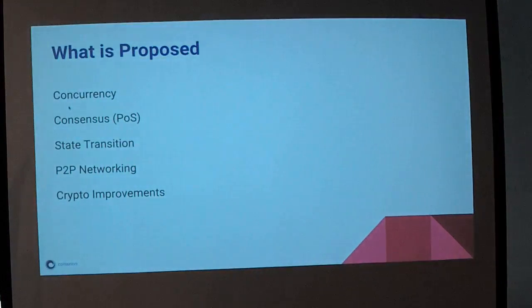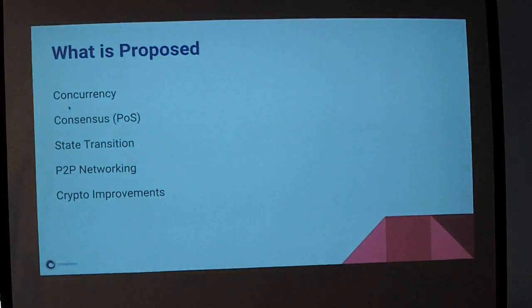So what's proposed? The elements we want to talk about are really in these main areas. We want to improve concurrency or speed, right? Consensus, proof of stake, pretty obvious. State transition, how do we deal with our transactions? Some of the underlying pieces associated with peer-to-peer networks, so what changes may be required for that, and then what crypto improvements are being proposed.